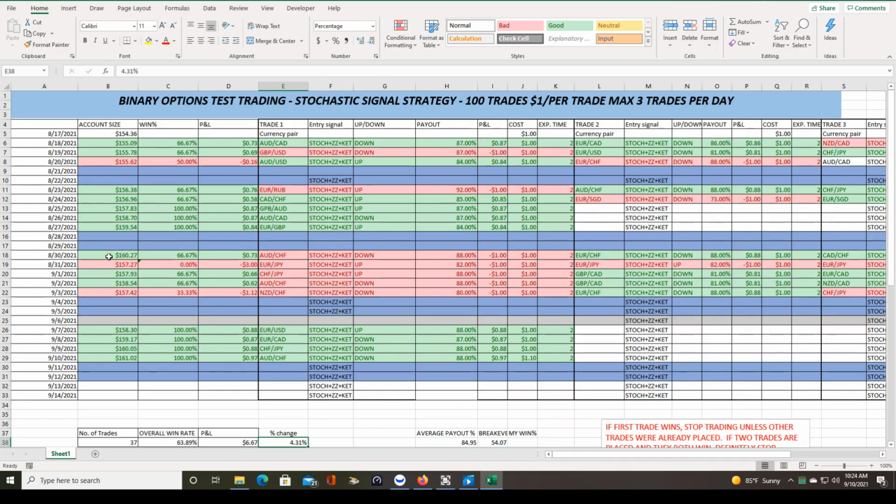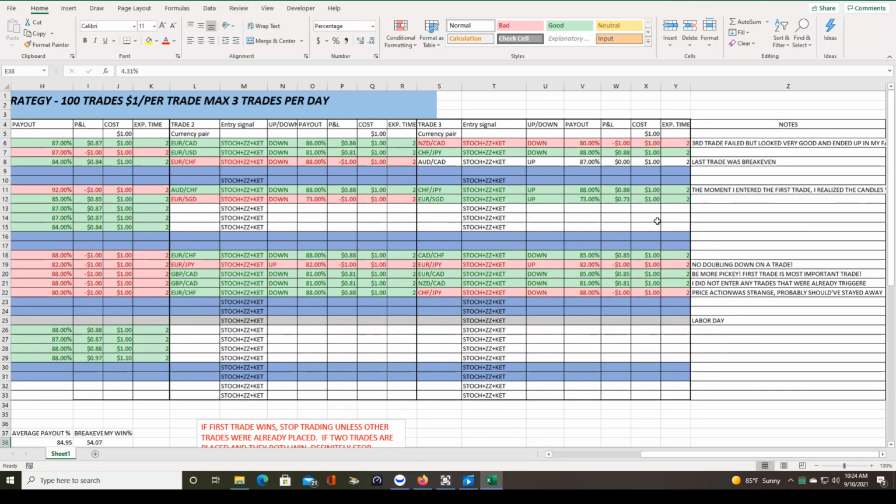I was at 160.27. Then the next day I lost all 3 trades. And let's see if I put a note over there. Yeah, so one of the things I did wrong on that day was I doubled down on a trade. I think it was the very first trade that I took. It looked like it was going to fail, so I tried to give myself a better position on that trade and took an additional trade.